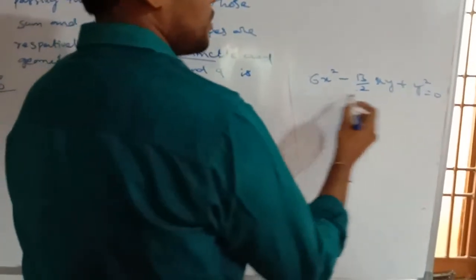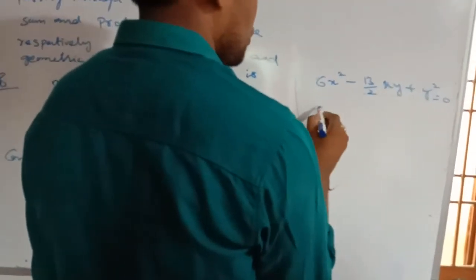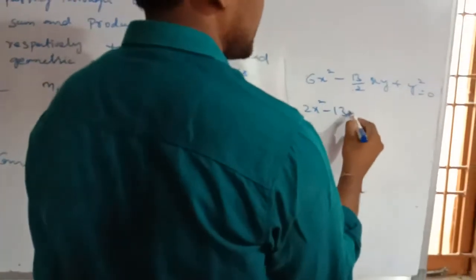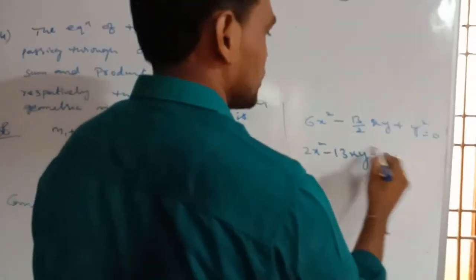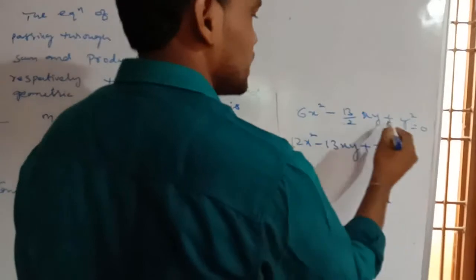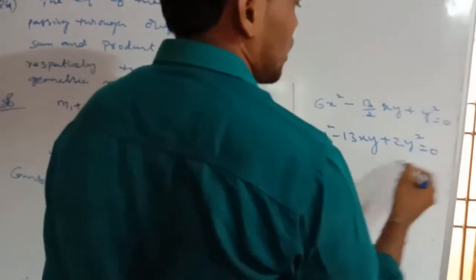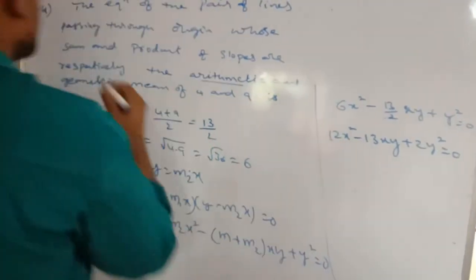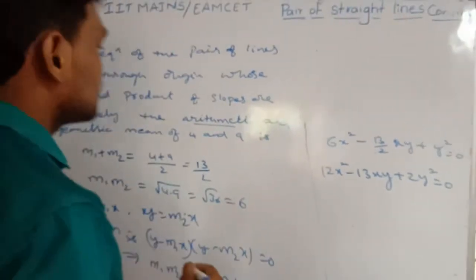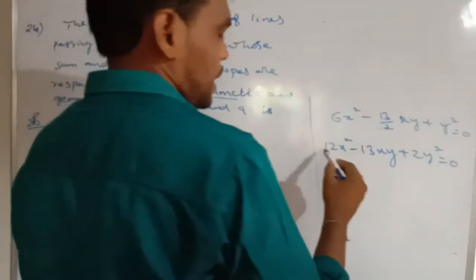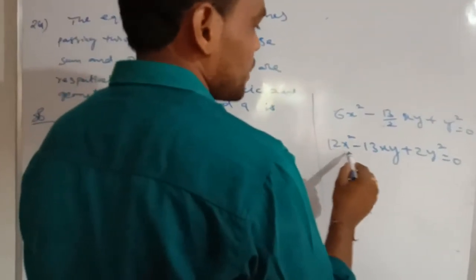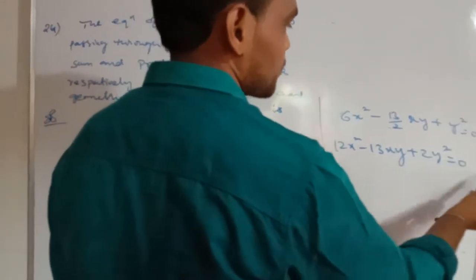Now taking the LCM, 2, we get 12x square minus 13xy plus 2y square is equal to 0. Now see the options in our material, page number 119 or 120. The answer is 12x square minus 13xy plus 2y square is equal to 0.